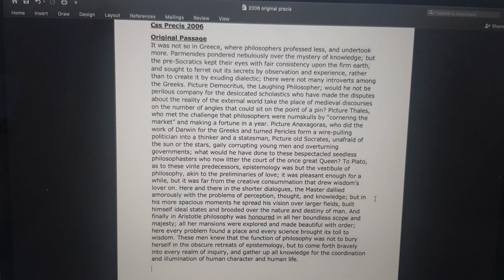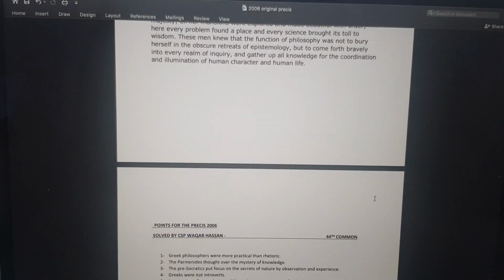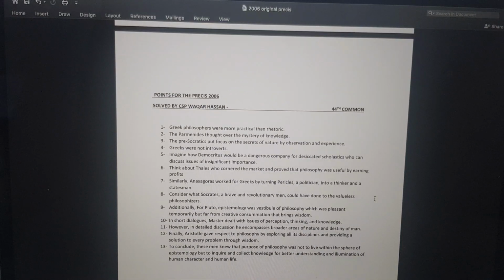How do you start writing a précis? You will give a heading on the page like this, points for the précis. You will give this heading on the answer sheet, and after that you will start writing all the ideas one by one. This was the first idea given in the passage. This was the second idea given in the passage. Similarly, this was the third idea given in the passage. Now you have to write these ideas in sequence according to the passage.